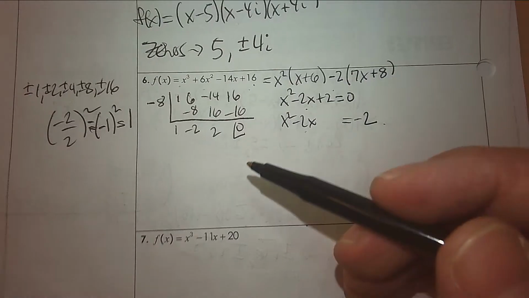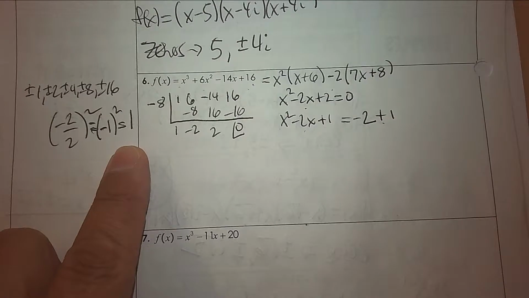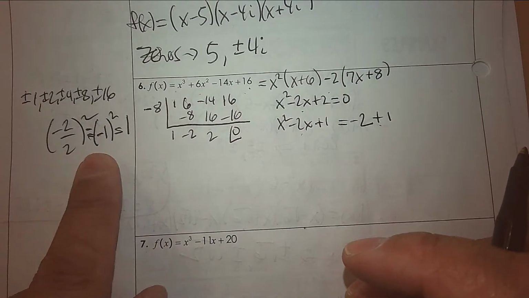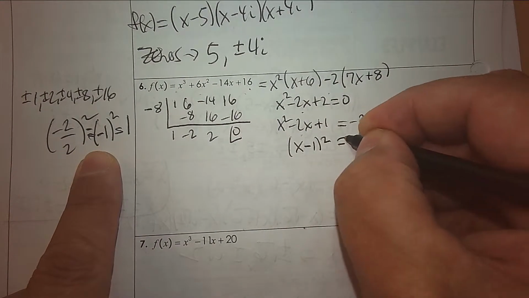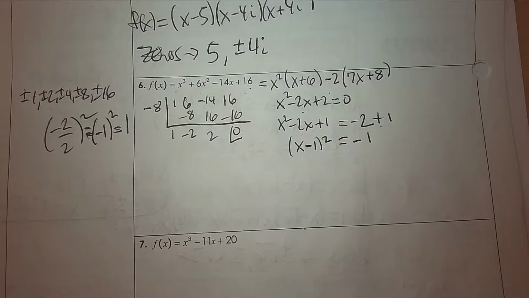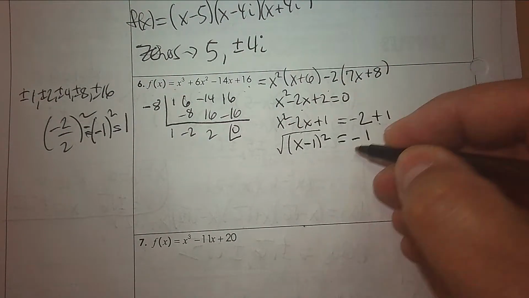So the number we're going to add to both sides is 1. Now, when you complete the square, when you divide by 2, the number inside the parentheses is always the number you're going to use to factor. Always. -2 plus 1 is -1. Take the square root of both sides.